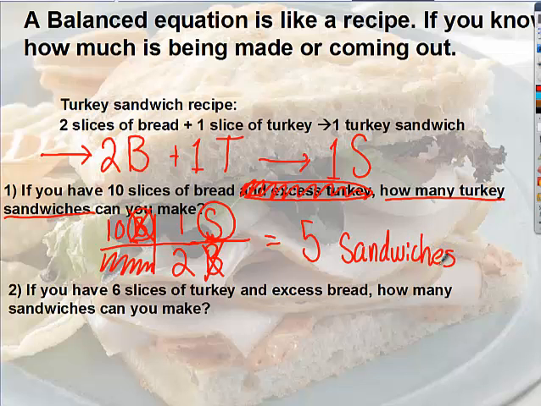I think that's how you spell it. 5 sandwiches. So, easy. You could have done that without using dimensional analysis, I know, but when the problems get more difficult, you're going to have to use it. Let's try number 2.